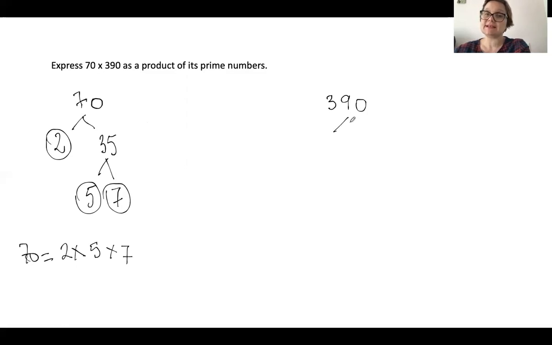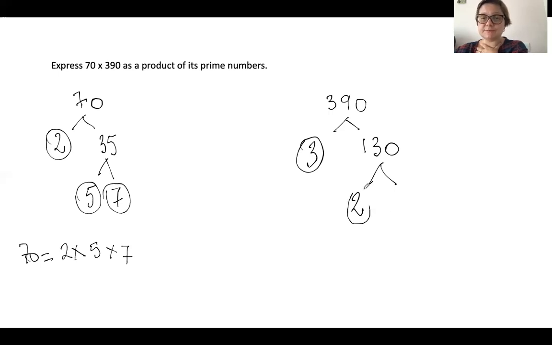Do exactly the same thing for 390. 390 is still an even number, so begin with a 3. Next one is going to be 130. 3 is a prime. Yeah, we could have started with a 2, but we began with a 3. So 3 is a prime, and then 230 is in the 2 times table, it's an even number, so circle the 2.